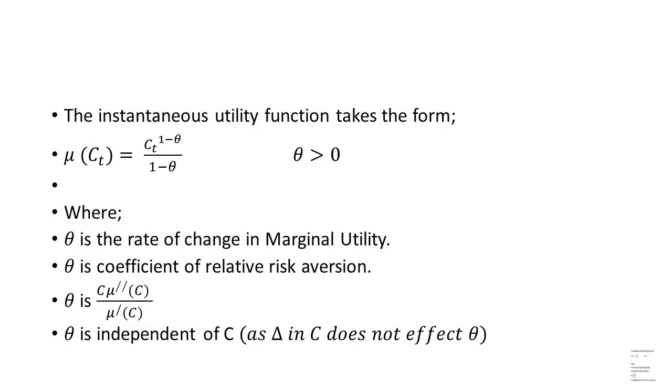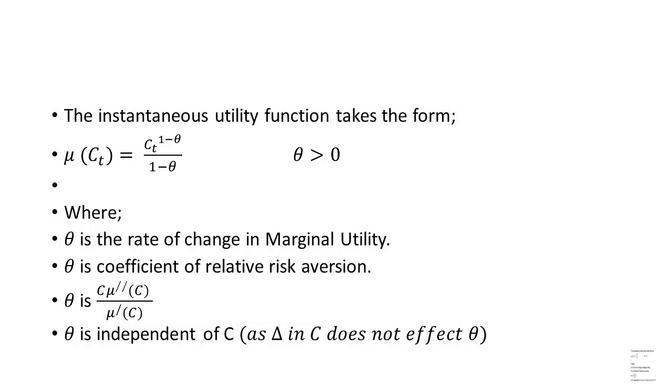The instantaneous utility function takes the form: utility as a function of consumption is equal to C_t raised to the power of 1 minus theta, divided by 1 minus theta, where theta is positive. Let me explain what theta means here.